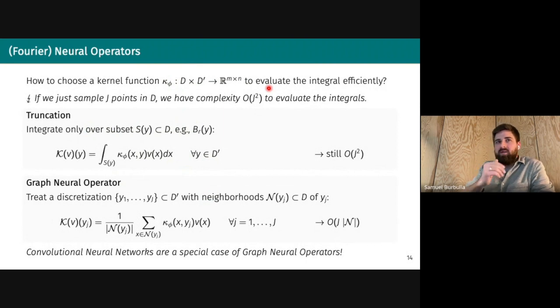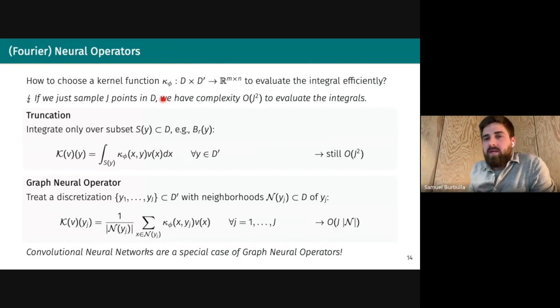Because if you imagine we just sample points in the domain D and the same number of points in D prime, then we would have a complexity of J squared, because we have to evaluate the integral for all the points, and the integral means for all the points. So that's bad. The question is, can we do better?